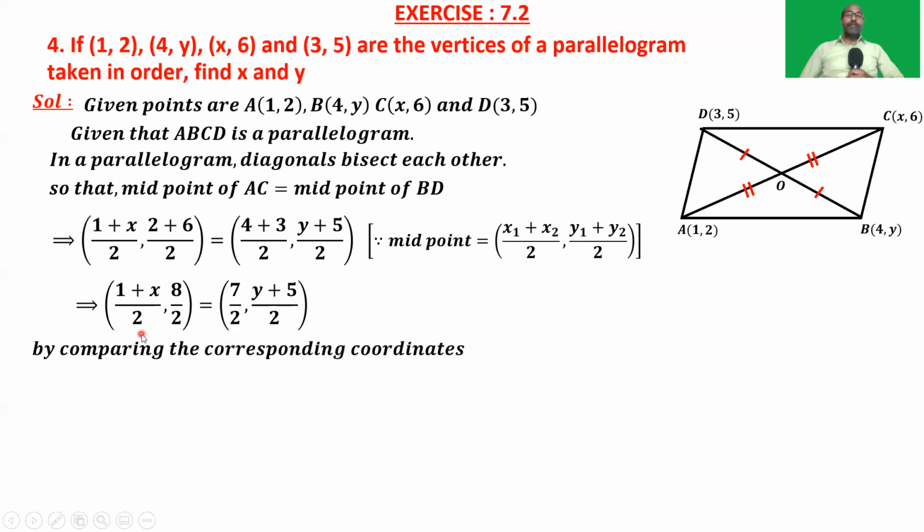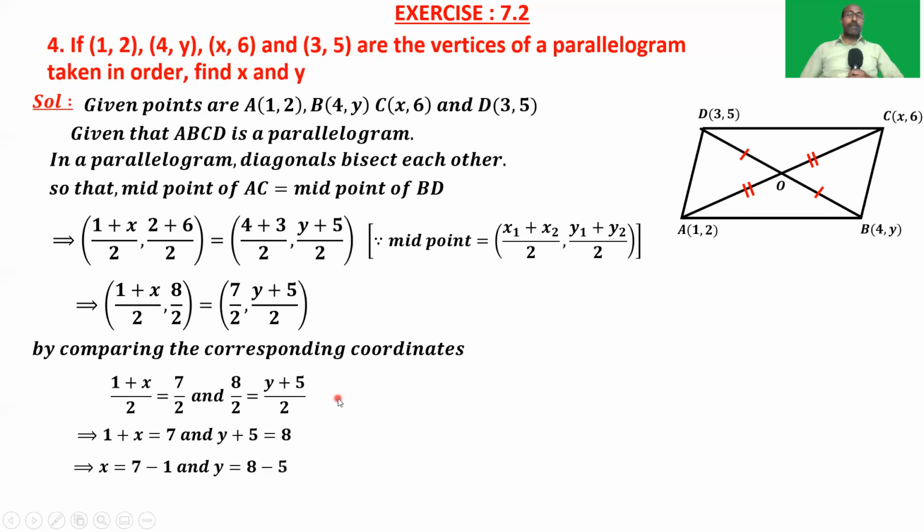Now by comparing the corresponding coordinates, (1 plus x)/2 is 7 by 2, as well as 8 by 2 is (y plus 5)/2. So from this we can write 1 plus x is equal to 7 and 8 is equal to y plus 5. So x is equal to 7 minus 1 and y is equal to 8 minus 5. So x is equal to 6 and y is equal to 3. So these are the values of x and y. Okay, so let us start the next problem.